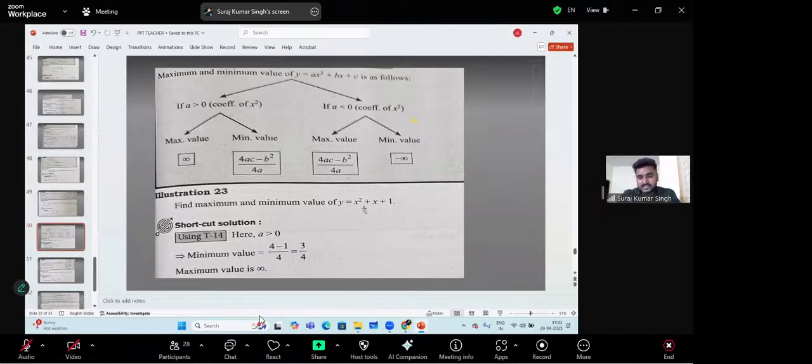You can see minus d, if you find it, it's minus d, so it will come 3 by 4. b square minus 4ac means 1 minus 4, that is coming minus 3. So here is the minus of d written. So minus of minus 3, that is coming 3 by 4.